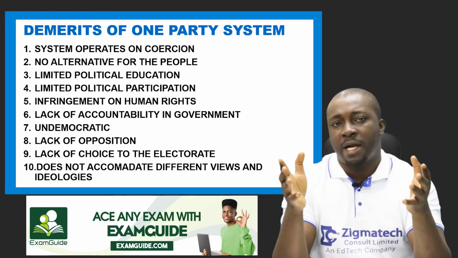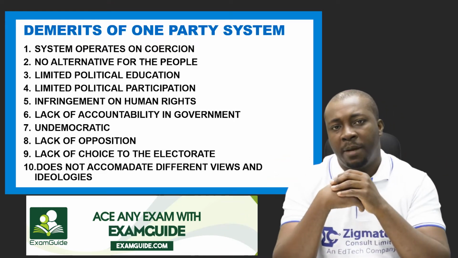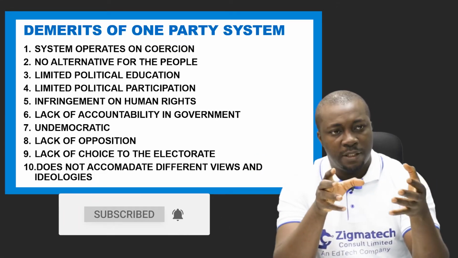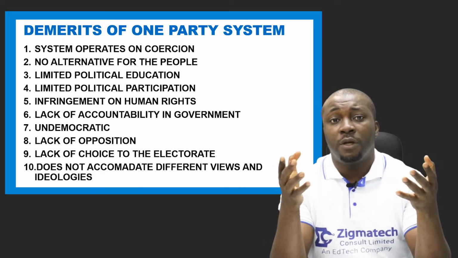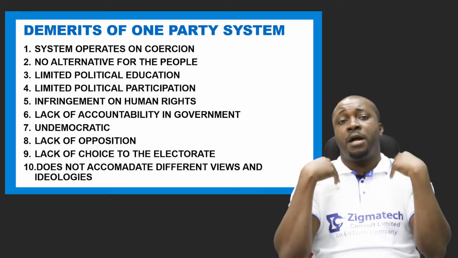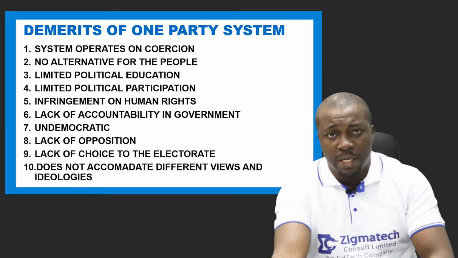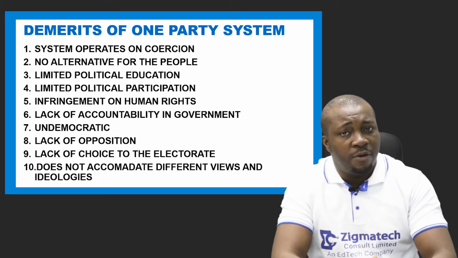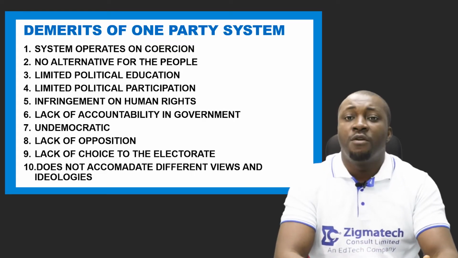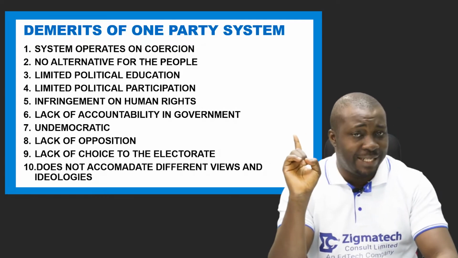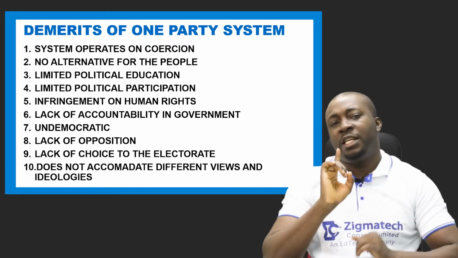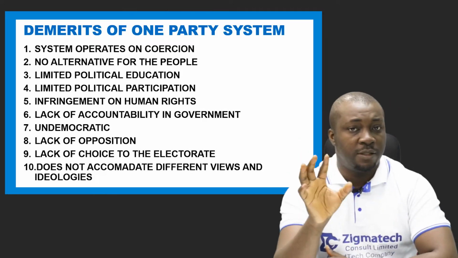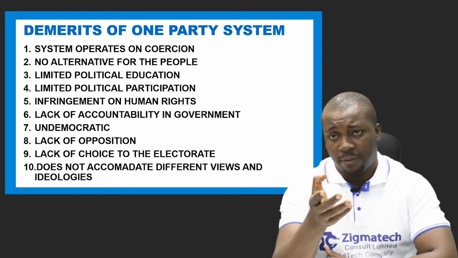Then there is lack of accountability in government. The government may not account for its stewardship. The reason being that there is no opposition that can criticize and compel the government in power to give account of its duty. And the government in power knows that the party cannot be voted out of power. So they may not account. It is also not democratic, because when we talk about democracy, we must have political parties and not a political party. So it is not democratic because citizens also don't have choice.